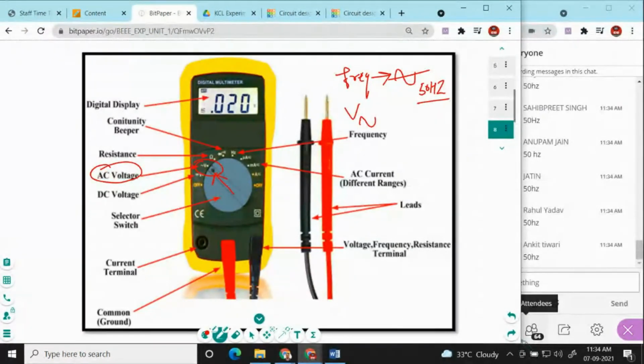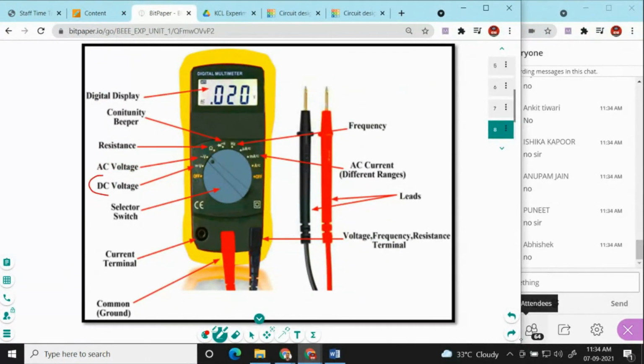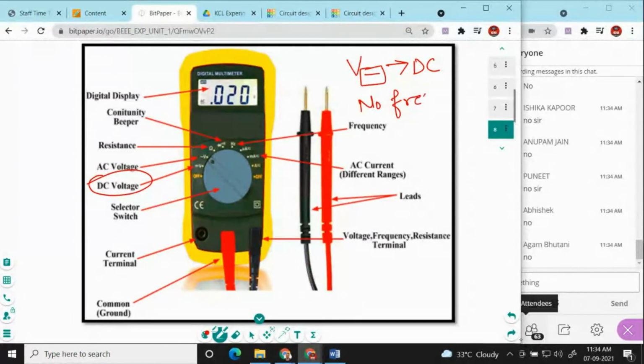V tilde symbol is applied. That means you have to calculate the AC supply. When you represent V with a dash, that means this dash symbol represents the DC. Okay, that means this is a DC supply. So there is no frequency for the DC supply. Why is there no frequency? Because it is constant at every point.